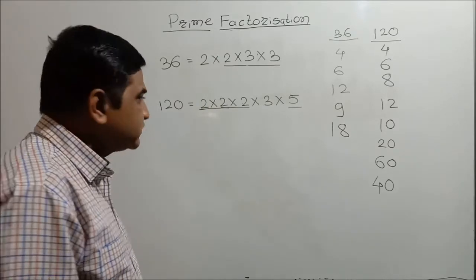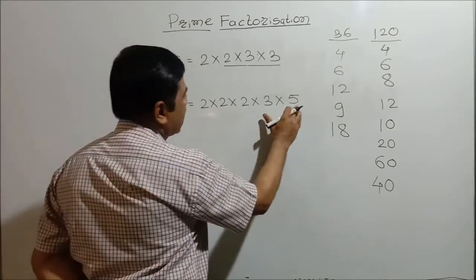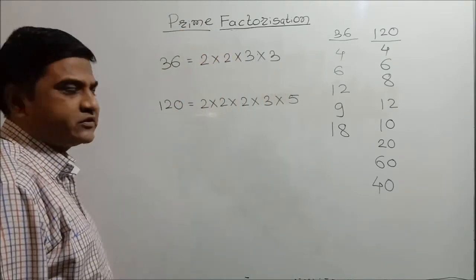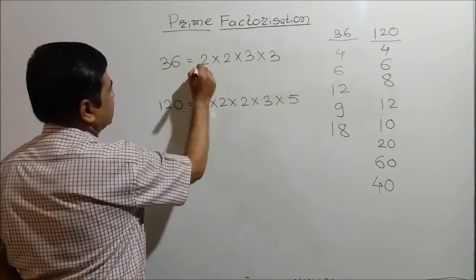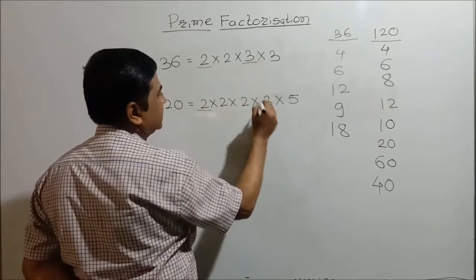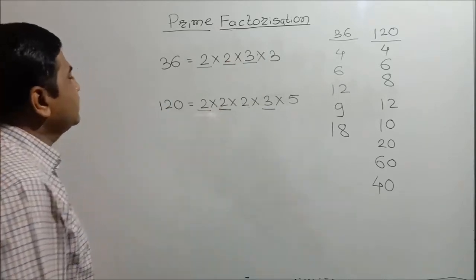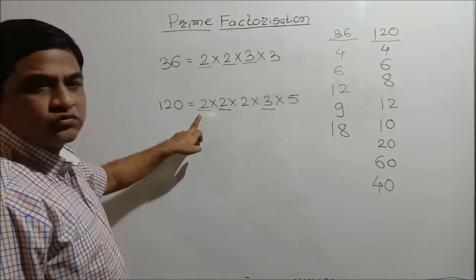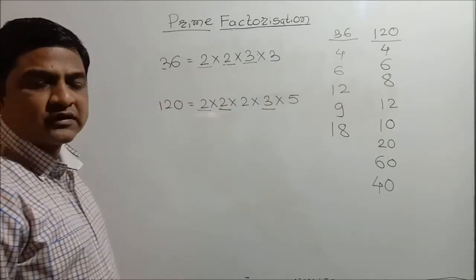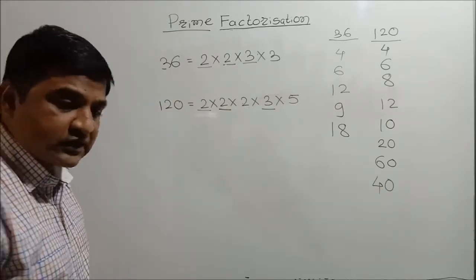Does it help in any other thing? Yes, definitely. Well, what we are going to do is take the common factors from the prime factorization of these two numbers. Let us underline them. 2 and 2. We have 3 and 3. We have again 2 and 2 being common. So I found that 2 and 2 are common for 36 and 120. 3 and 3 are common for 36 and 120.